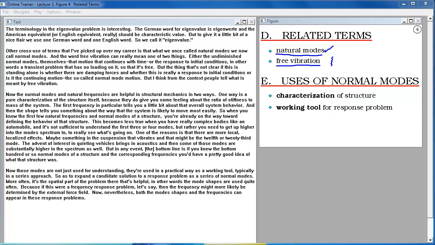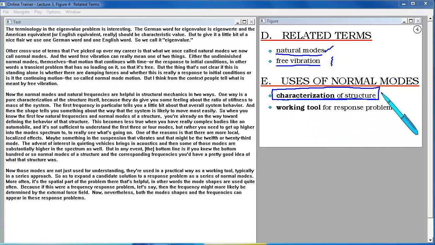Now, the normal modes and natural frequencies are helpful in structural mechanics in two ways. One way is a pure characterization of the structure itself, because they do give you some feeling about the ratio of stiffness to mass of the system. The first frequency in particular tells you a little bit about that overall system behavior. And then the shape tells you something about the way that the system is likely to move most easily. So when you know the first few natural frequencies and normal modes of a structure, you're already on the way toward defining the behavior of that structure.